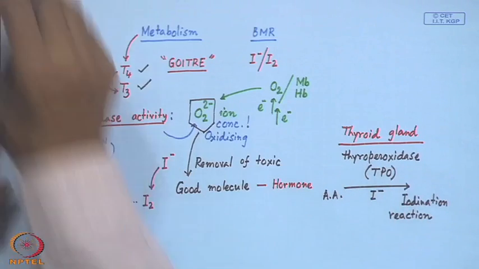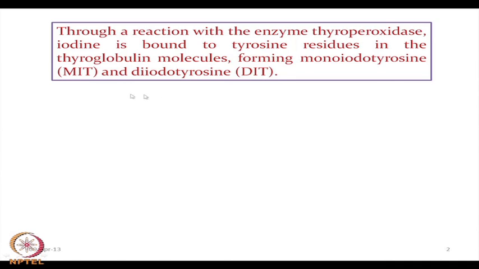So, the enzyme which is available to us is the thyroperoxidase, and we have to attach the iodine to the tyrosine residue of the long amino acid based protein chain, or the polypeptide chain, which is present in thyroglobulin molecules in the thyroid gland.